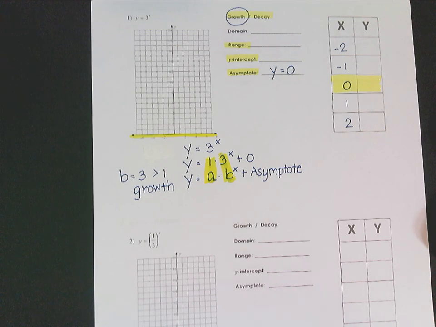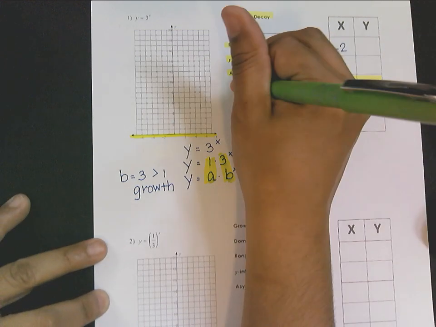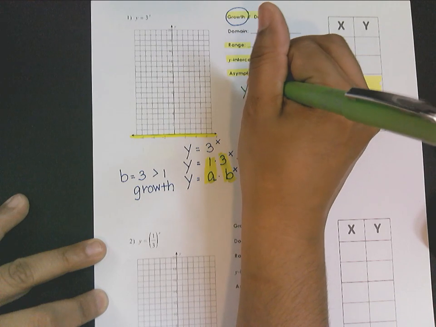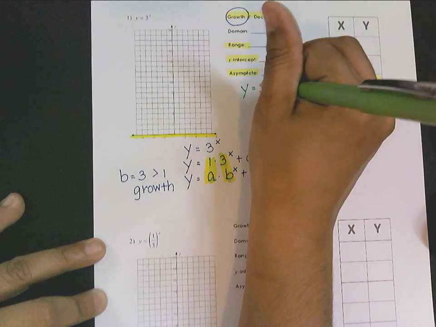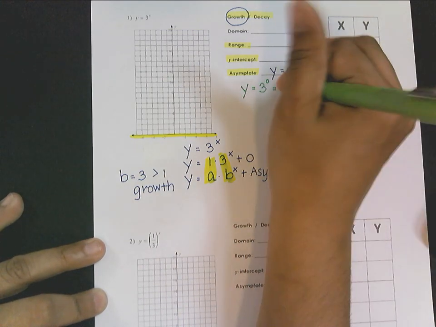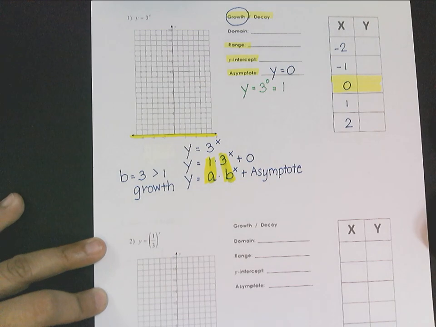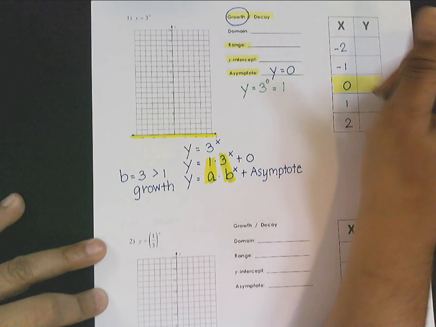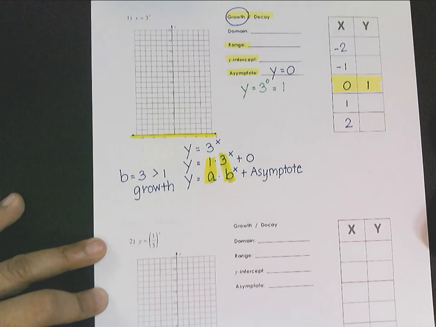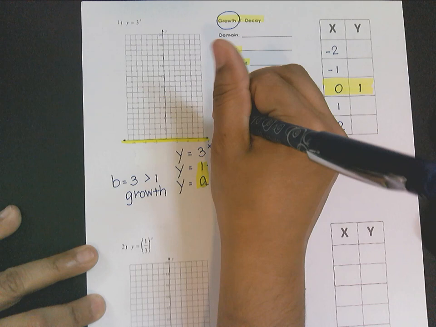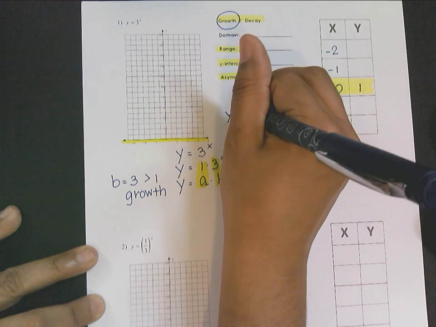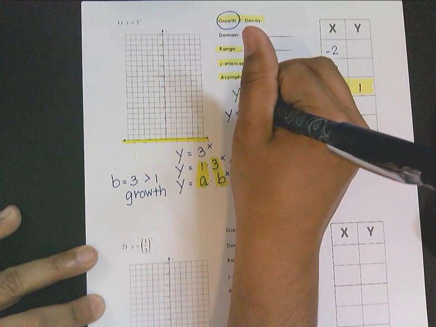So in here, I'm going to substitute wherever I see an x in my equation, I'm going to substitute it with 0. So y equals 3 to the power of 0. And we know anything to the power of 0 is 1. So y equals 1. So when my x is 0, my y is going to be 1. Then all you have to do is go to your calculator and substitute those values of x to get your y value.